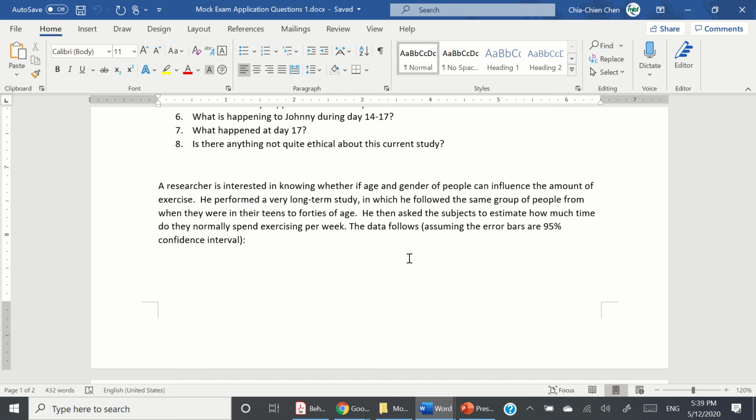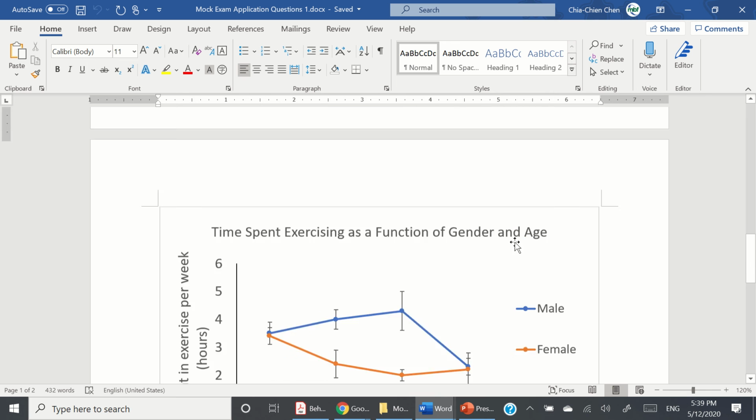of exercise. He performed a very long-term study in which he followed the same group of people from when they were in their teens to their 40s. He then asked the subjects to estimate how much time they normally spend exercising per week, and then the data are down here below.